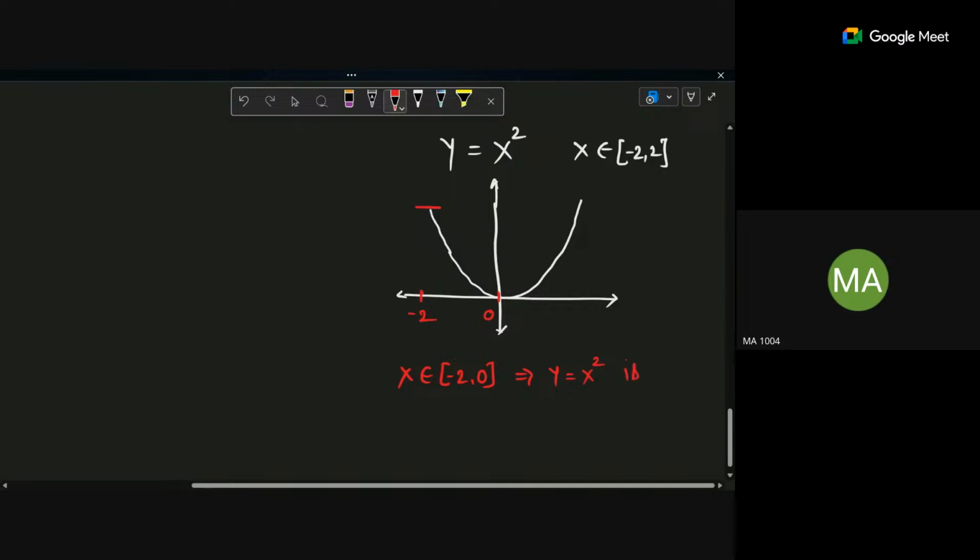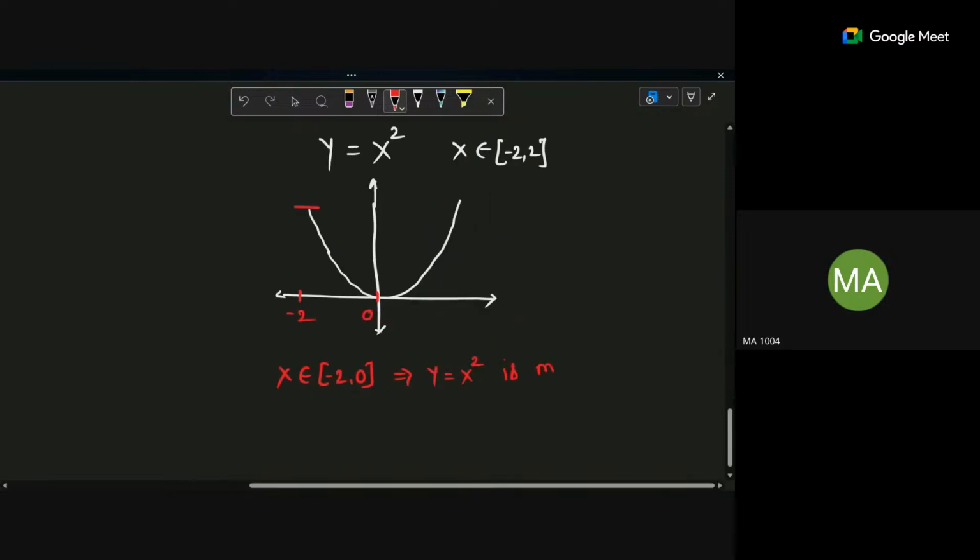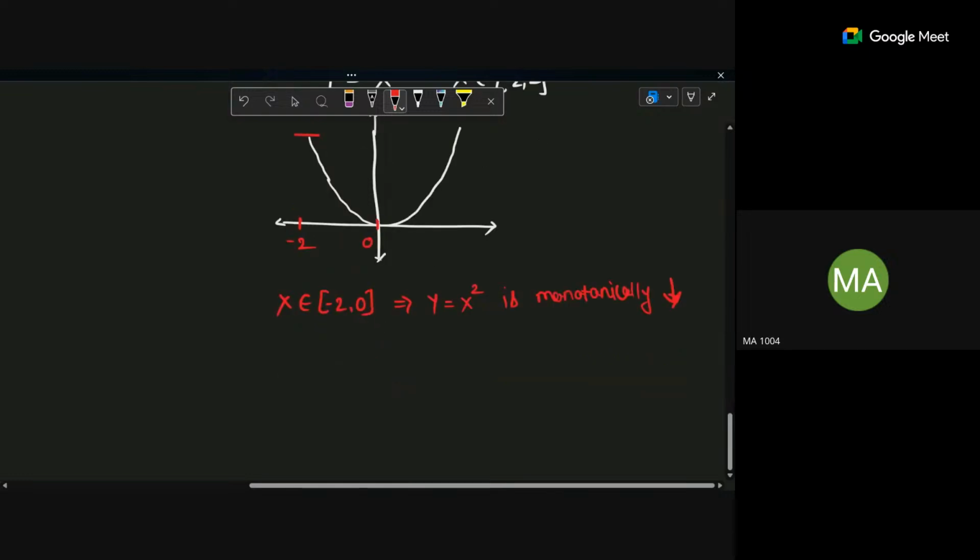Is monotonically decreasing. Decreasing, fine. Is it fine if I write this? Okay. But once I consider my x, it should be either increasing or decreasing, right? Yeah, either increasing or decreasing. That is also fine. If once I say x belongs to -2 to 1, then what will you say?